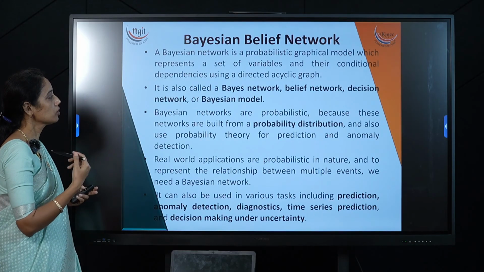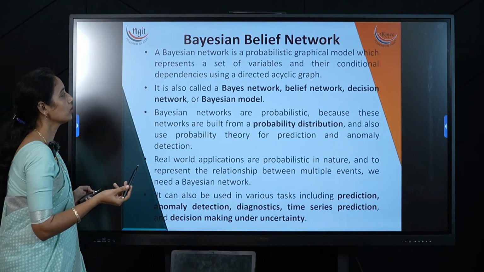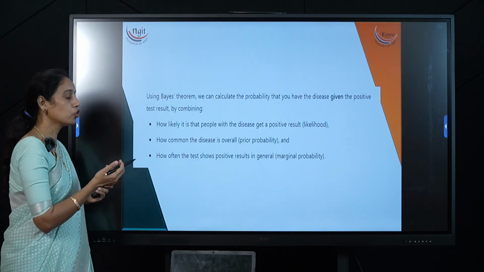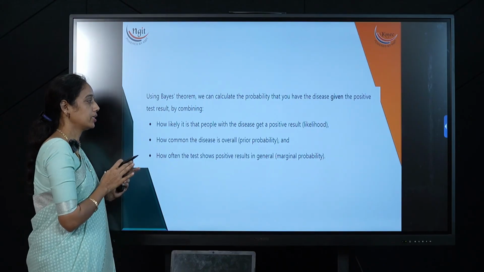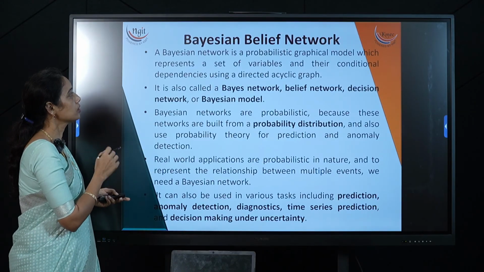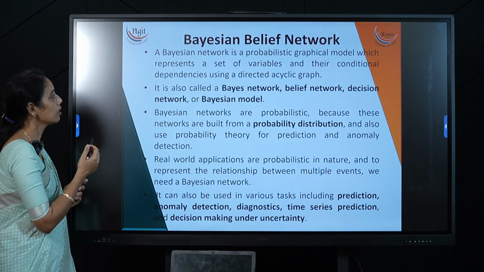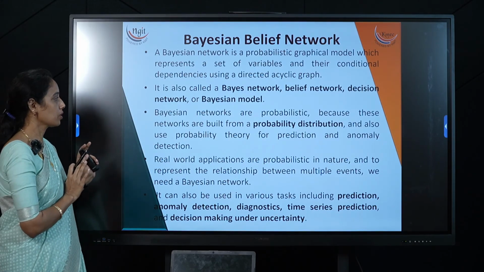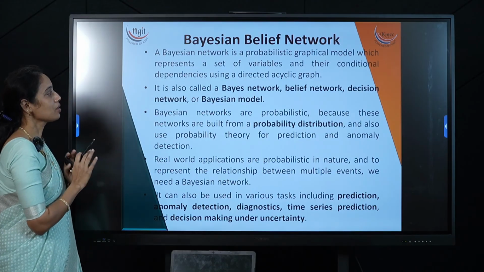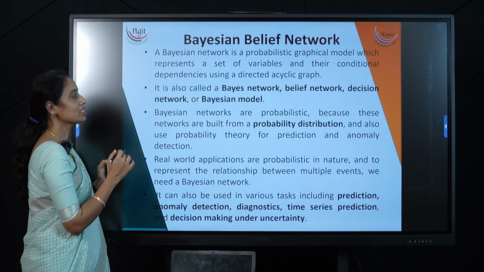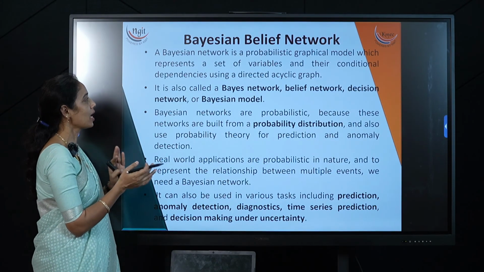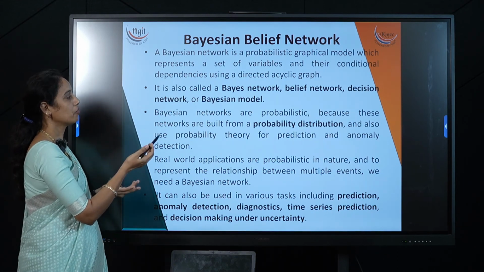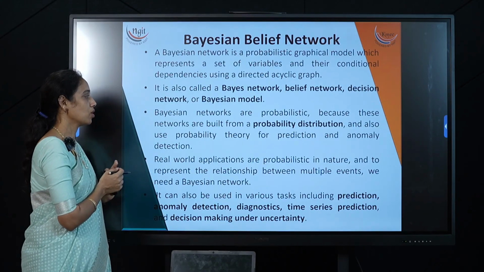Okay. So the next one is Bayesian belief network. That is one more way to handle uncertainty. I'll give the introduction now and stop the topic there. A Bayesian network is a probabilistic graphical model which represents a set of variables and their conditional dependencies. Generally it is also called a Bayes network, belief network, decision network or Bayesian model.